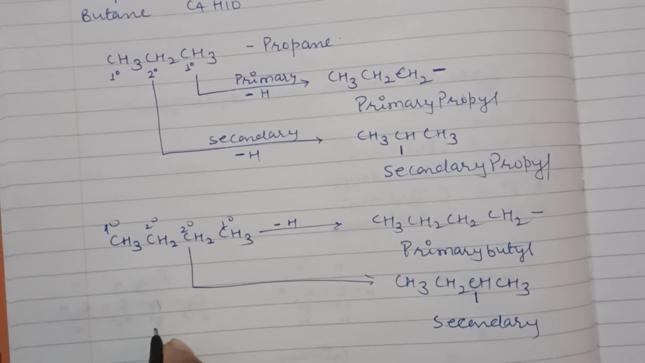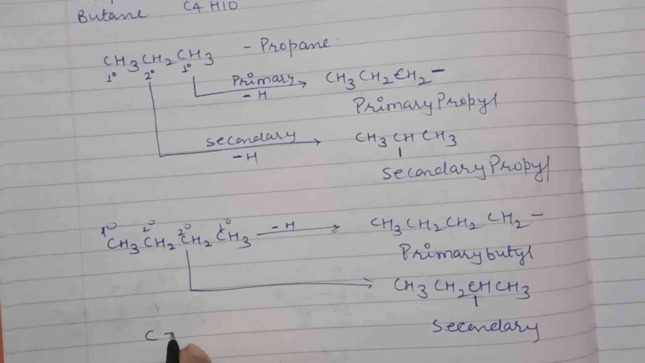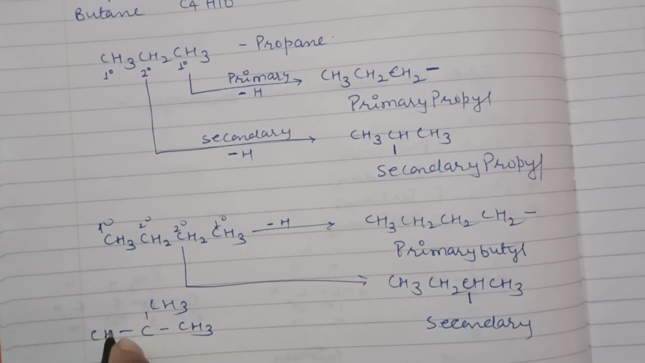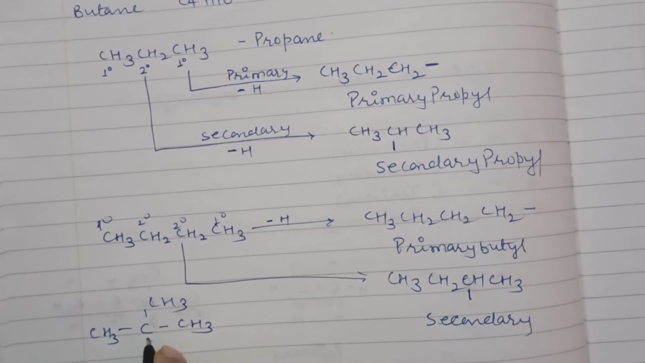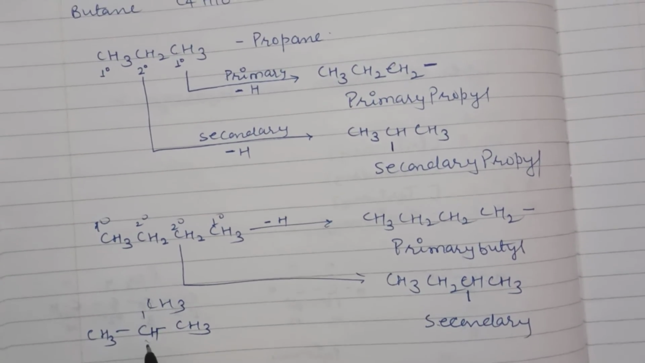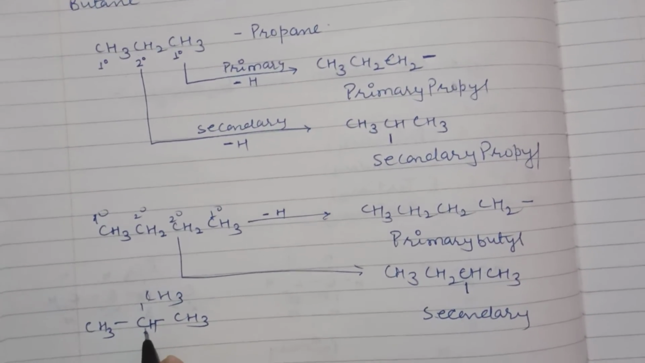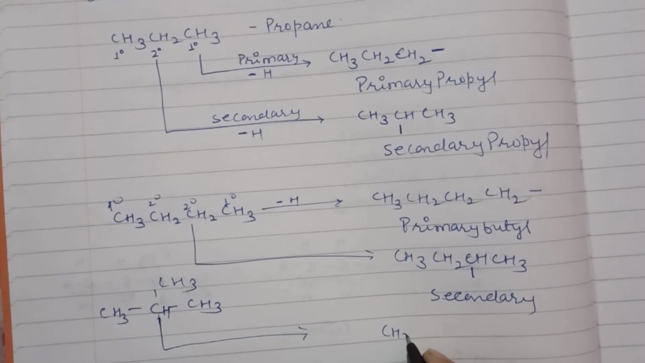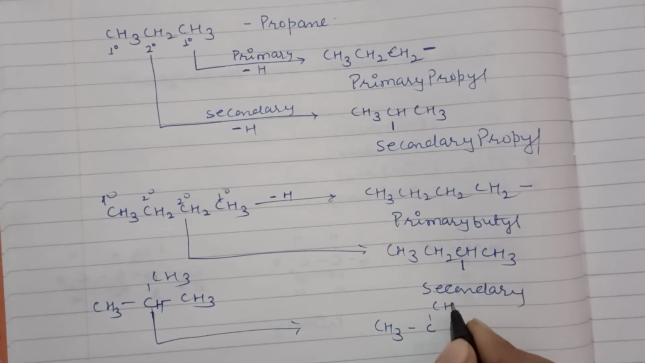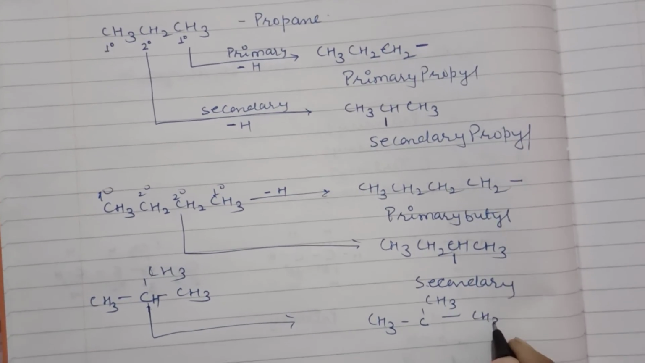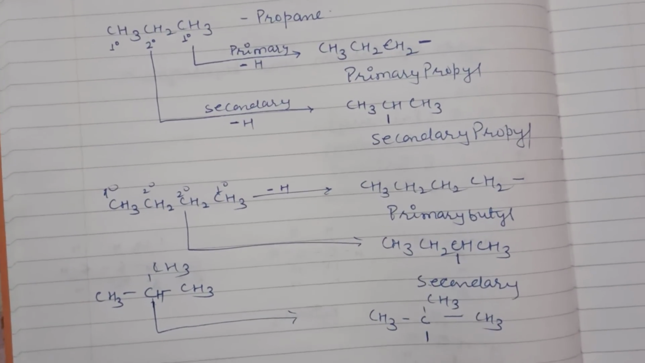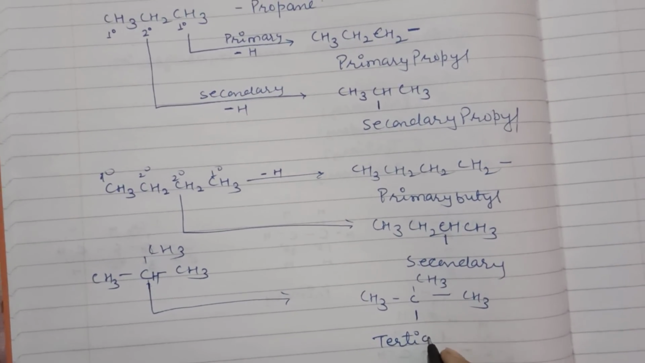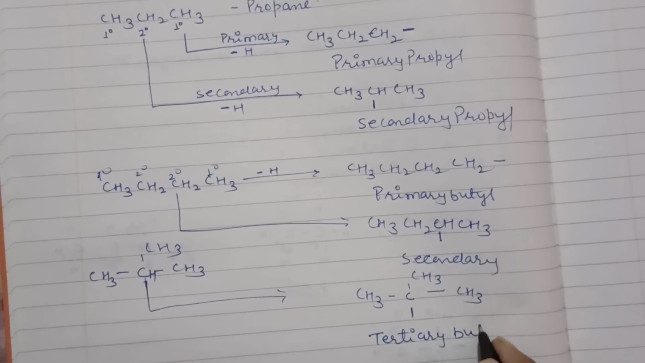If I write this butyl in this way, C with CH3, CH3, CH3, one hydrogen is left, so I have written hydrogen here. If I remove this one hydrogen from this butyl group, then I will get CH3, C, CH3, CH3 and one free valency. So this one is tertiary butyl.